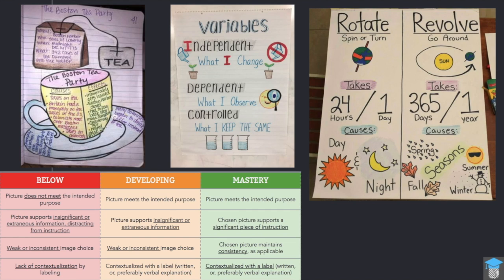Consistency is achieved by using common pictures to represent Earth, the sun, and the seasons. So I do see consistency, and context is also well established. Rotate and revolve, mastery.